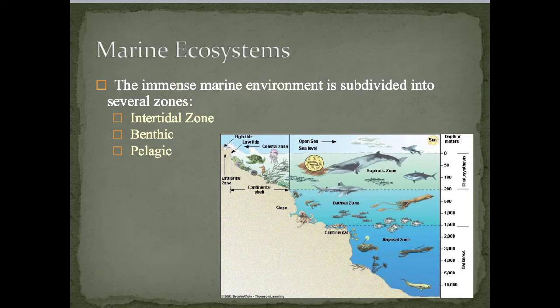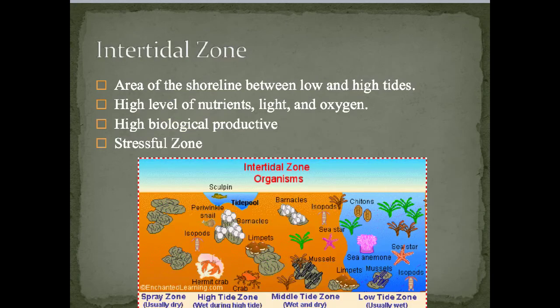Marine ecosystems, last but not least. The immense marine environment is divided into several different areas, kind of like your lakes are. You have your intertidal zone, which deals with your tides, which is here, your benthic, which is down below, and your pelagic, which is here, also known as the euphotic zone, which is your open area that gets a decent amount of sunlight.